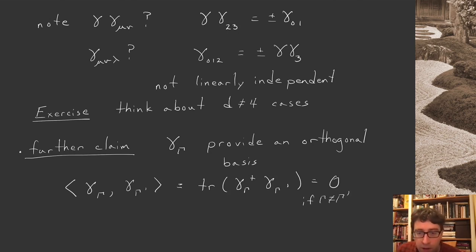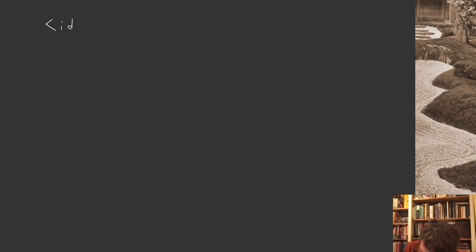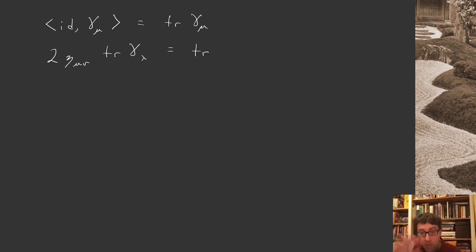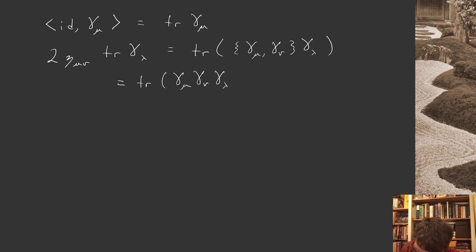So one way of trying to establish that is we should start thinking about the traces of all of these gamma matrices. So let's do that. Let's start with the simplest one. Let's start with the identity inner product with gamma mu. So that's just the trace of gamma mu. That must be zero. Let's see. As a trick, we'll multiply that by the Minkowski tensor, and then we'll use the anti-commutation relations to move the Minkowski tensor inside the trace. We can write that as the anti-commutator of gamma mu and gamma nu, and then gamma lambda. We'll write that out. So that's the trace of gamma mu gamma nu gamma lambda plus gamma nu gamma mu gamma lambda.